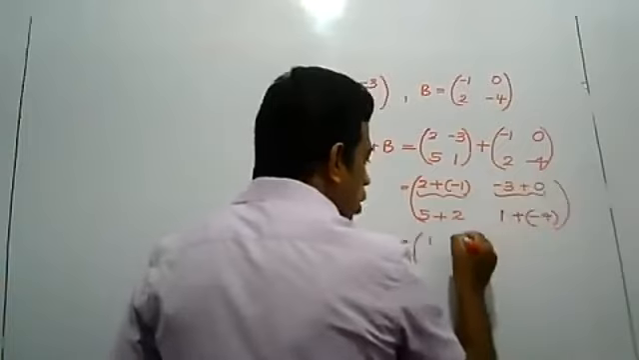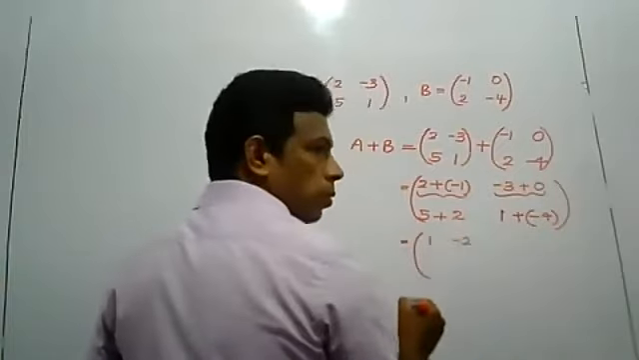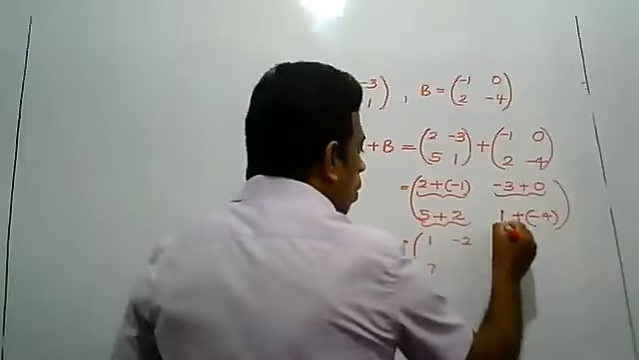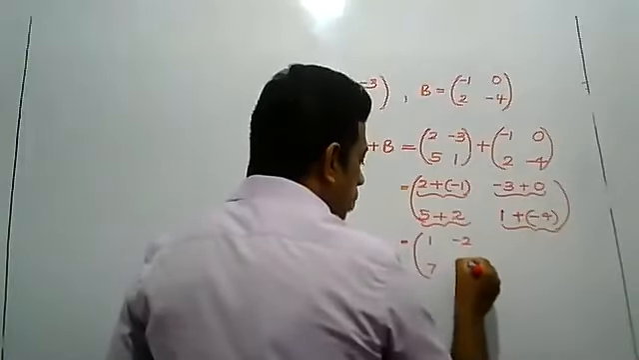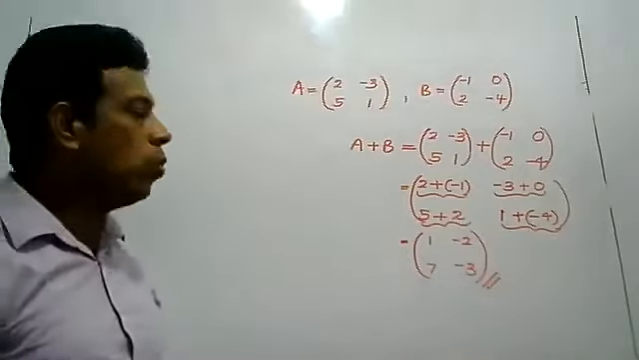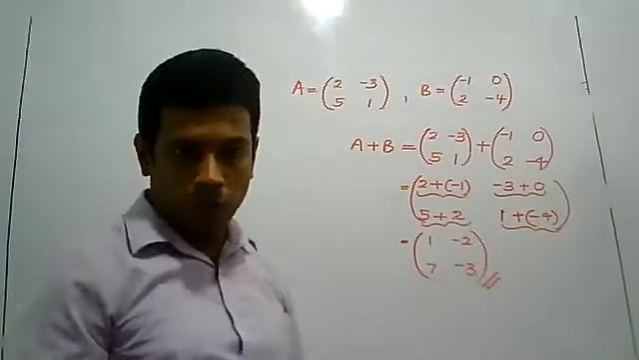Minus 3 plus 0 is minus 3. 5 plus 2 is 7. 1 plus minus 4 is minus 3. So the answer is 1, minus 3, 7, minus 3.